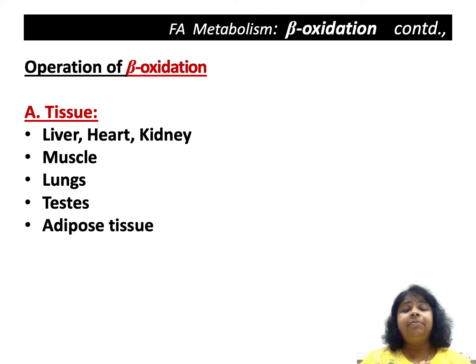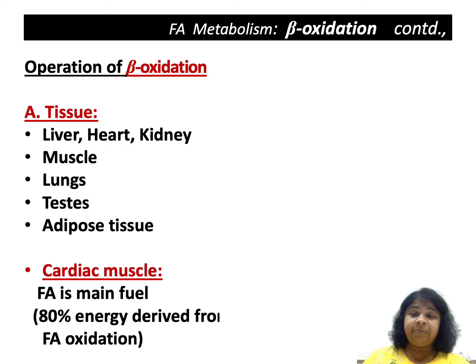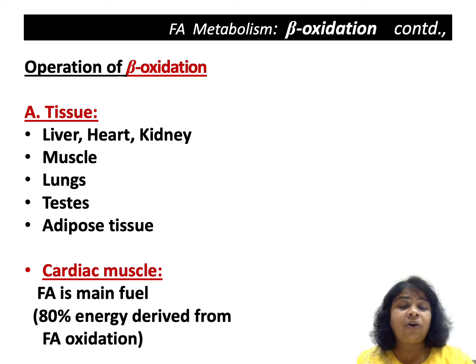Most commonly beta oxidation occurs in liver, heart, kidney, muscles, lungs, testes, adipose tissue. If you look at tissue wise where does it happen maximally, then cardiac muscles depend more on beta oxidation for their energy purposes. That is, 80% of its energy is derived from fatty acid oxidation and not from glycolysis. So we have looked at tissues where beta oxidation is happening.